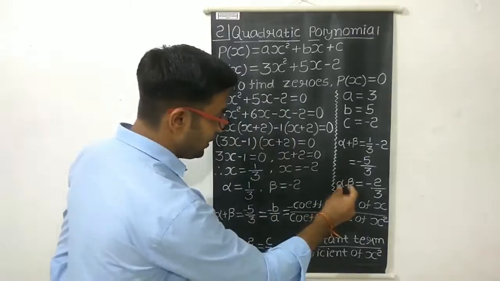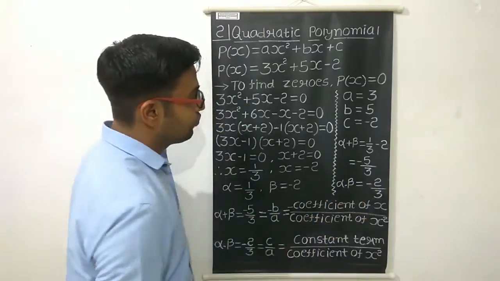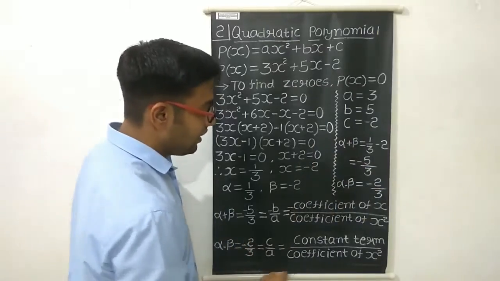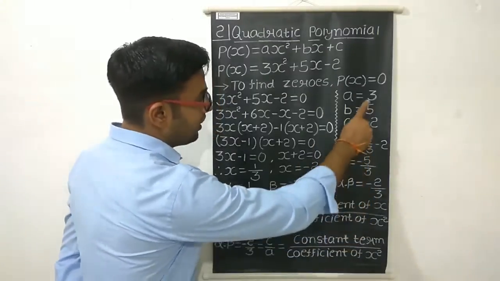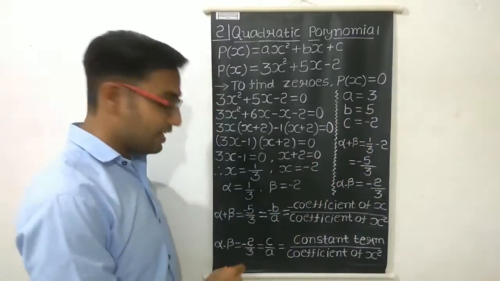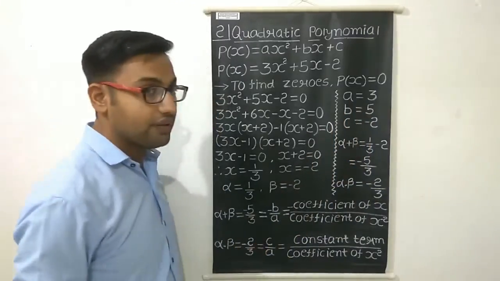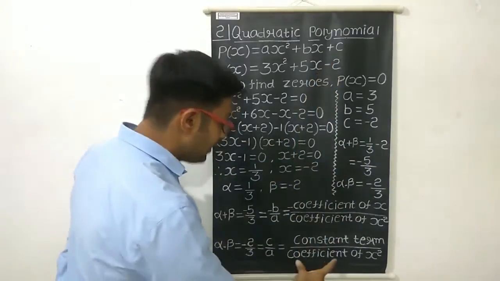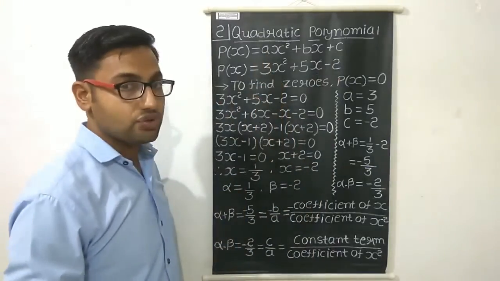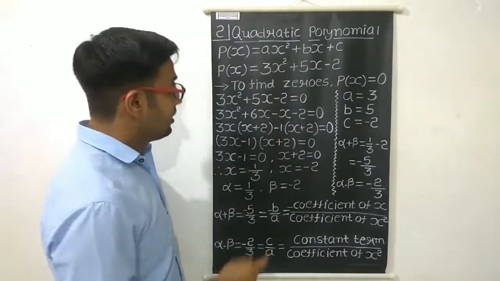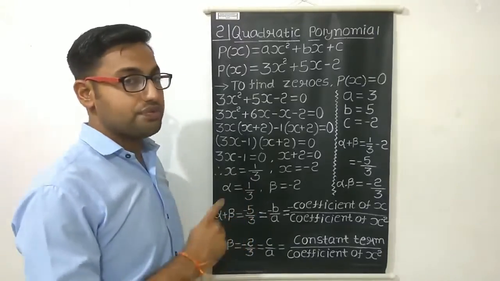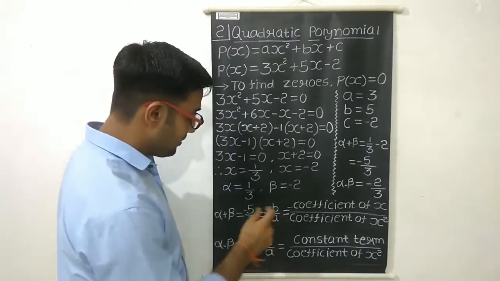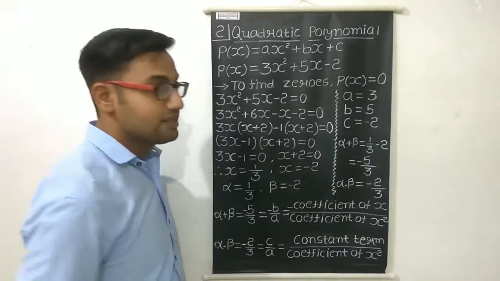What is second relation? Alpha into beta. See, minus 2. What is minus 2? C. We can write down instead of minus 2 c, and instead of 3 we can write down as a. So the second relation alpha into beta is c upon a. Now what is c? C here is the constant term, and what is a? A is again the coefficient of x square. So this is the relation between the coefficient and zeros for the quadratic polynomial. Alpha plus beta we get minus b upon a, and alpha into beta we get c upon a.